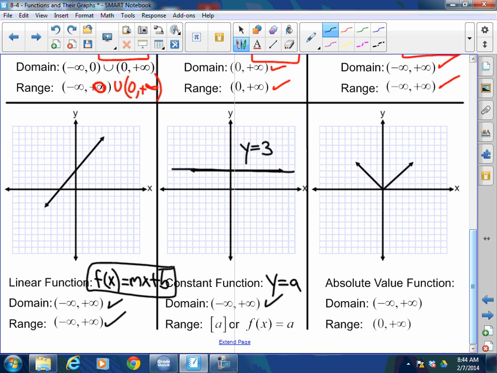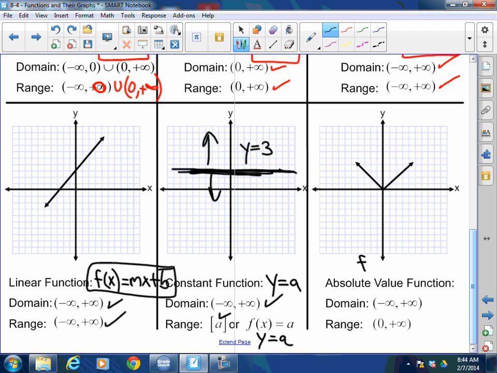Now the range. Isn't there only one particular y value that's valid here? So the range is a, or the point a, or f of x, which is y, equals a. Either way you want it. The range is just that one point. It does not go up or down from here. It stays here forever. So my only valid range value is that particular a that is graphed. Does that make sense?